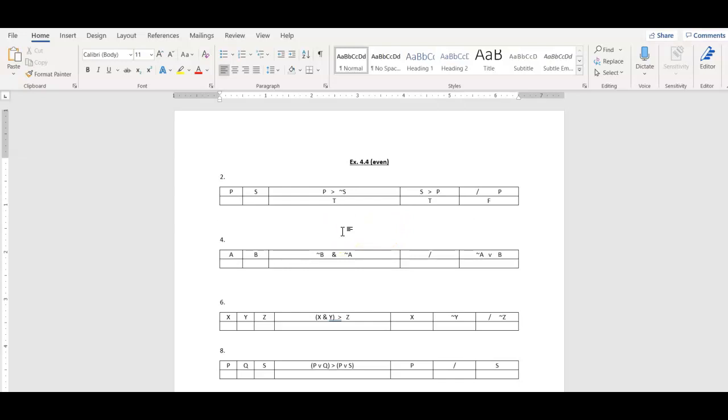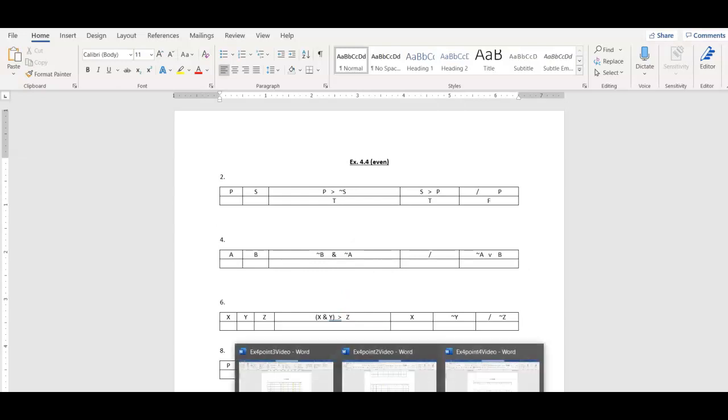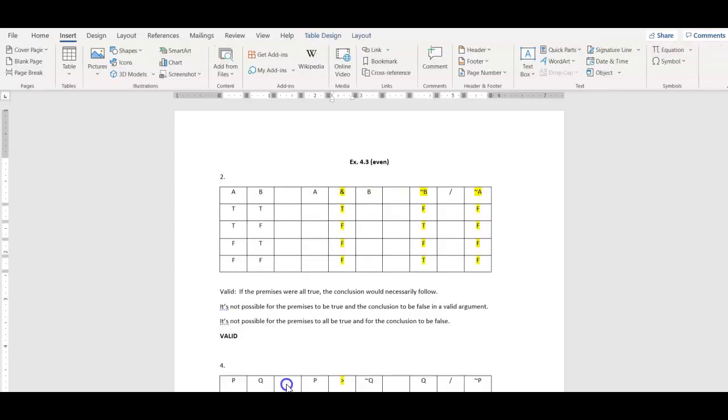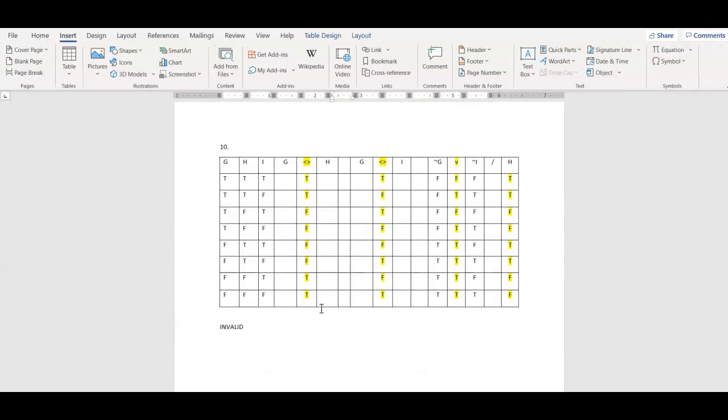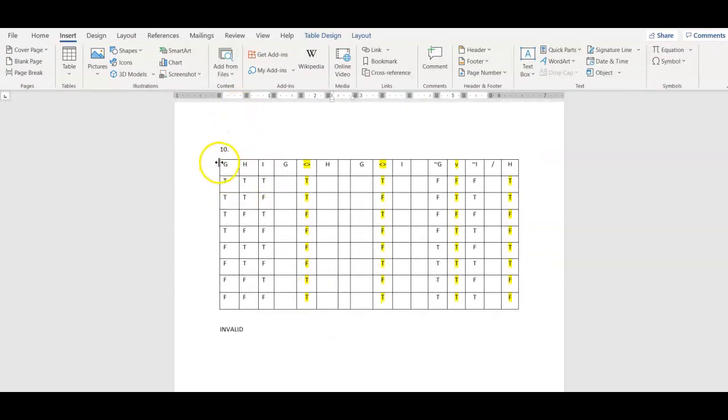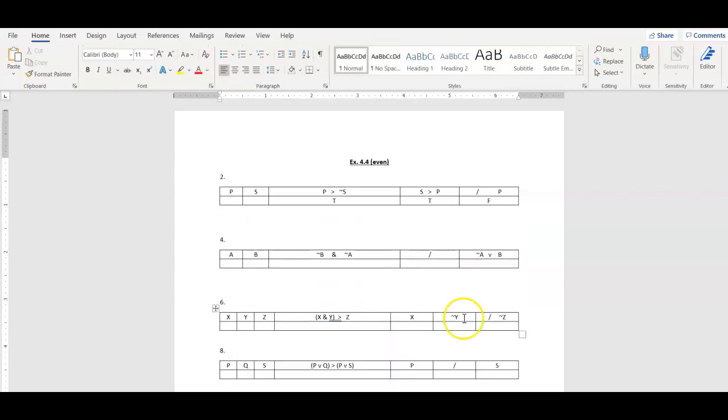If you remember the very last problem in exercise 4.3, I'll go back and show it to you real quick in case you didn't watch that video. This is number 10 of 4.3. We went through every single line in the truth table, and it was the very last line where we finally found a line where all the premises came out true and the conclusion came out false. This is an 8-line truth table, so those first 7 lines we wrote were completely wasted. All we really needed to find was this 8th line. And partial truth tables or brief truth tables give you a way of saving yourself all that time.